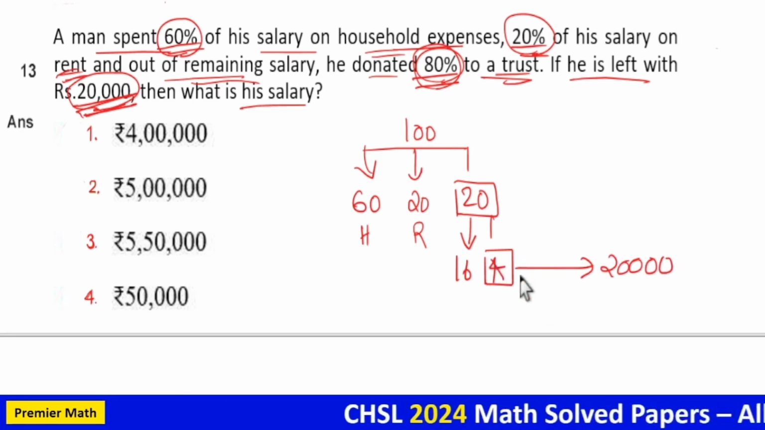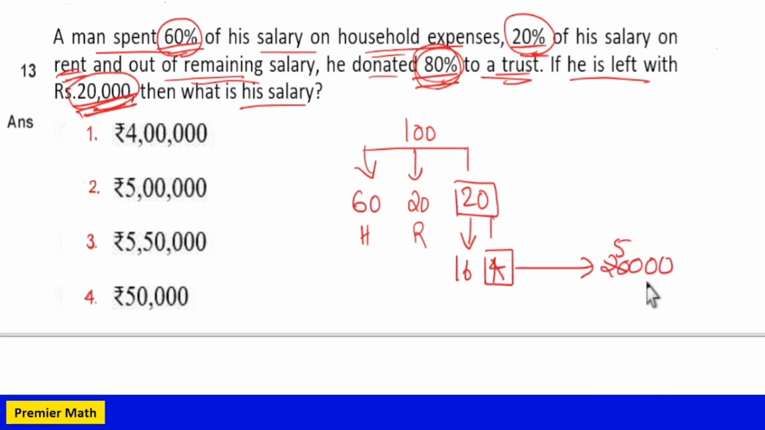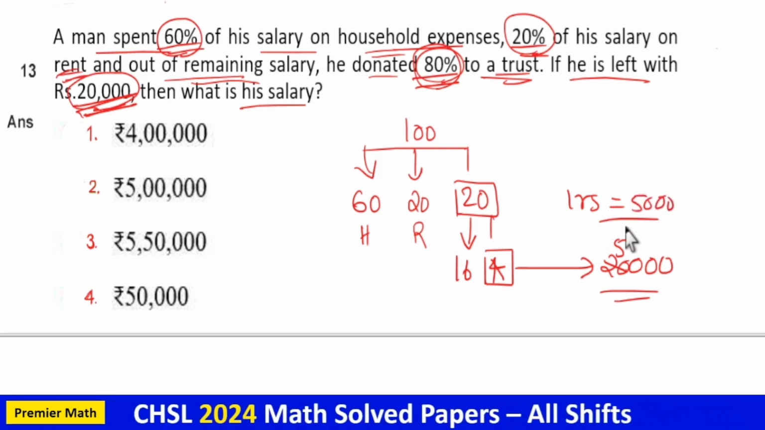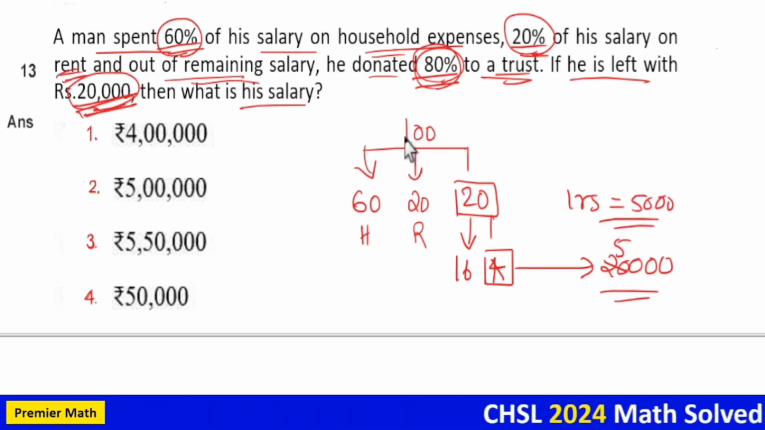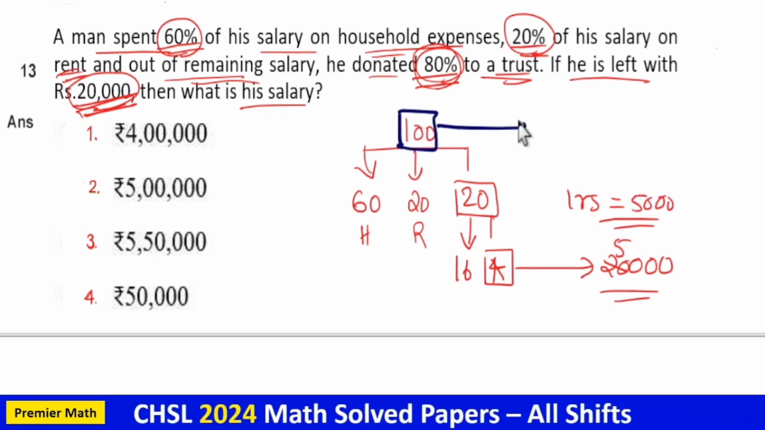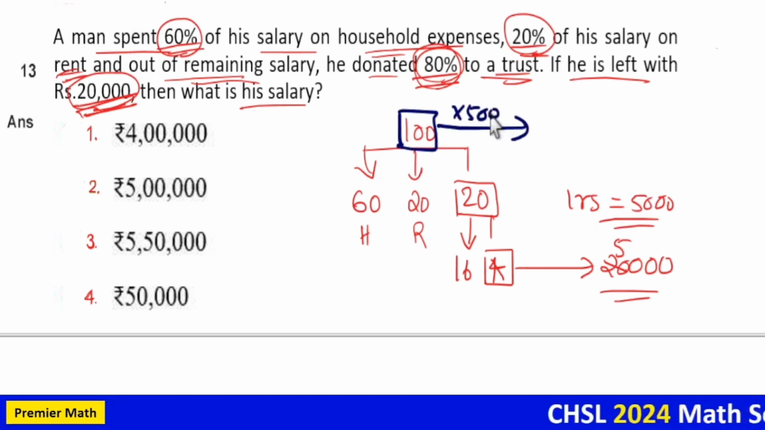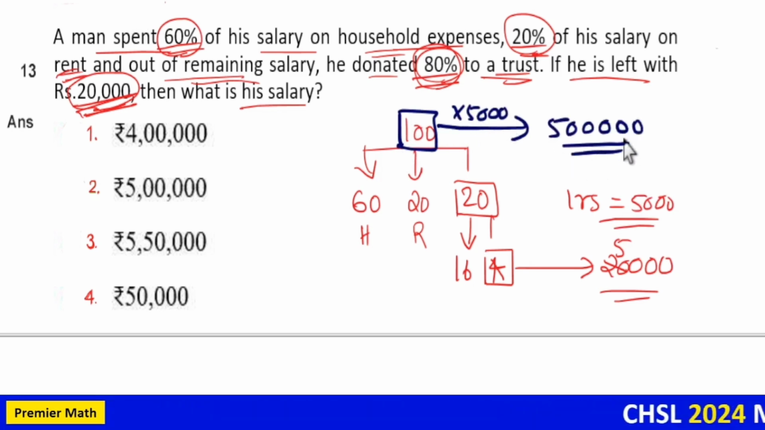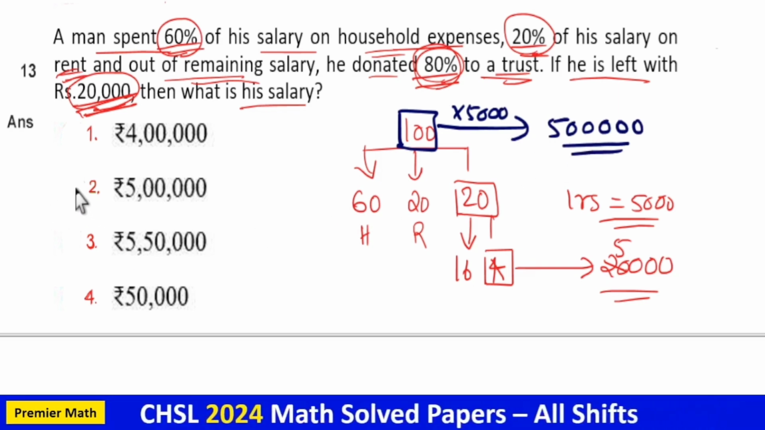Then 1 rupee is equal to 5,000. So here 1 rupee is 5,000 means we need to find out what is 100 rupees. 100 rupees is equal to 100 into 5,000, that is 5 lakh. Option 2 is your answer.